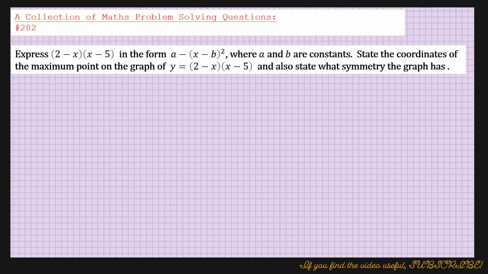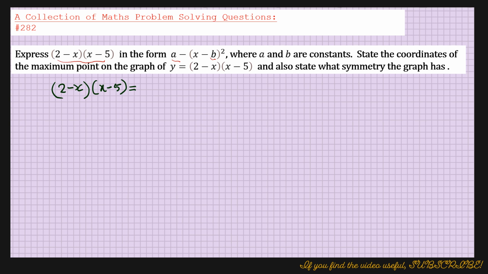So we have to first remove the brackets here. That's the first thing that we have to do. We have to remove these brackets by multiplying them out, and then we get a and b, and we can then find the coordinates of the maximum point and also state what symmetry the graph has.